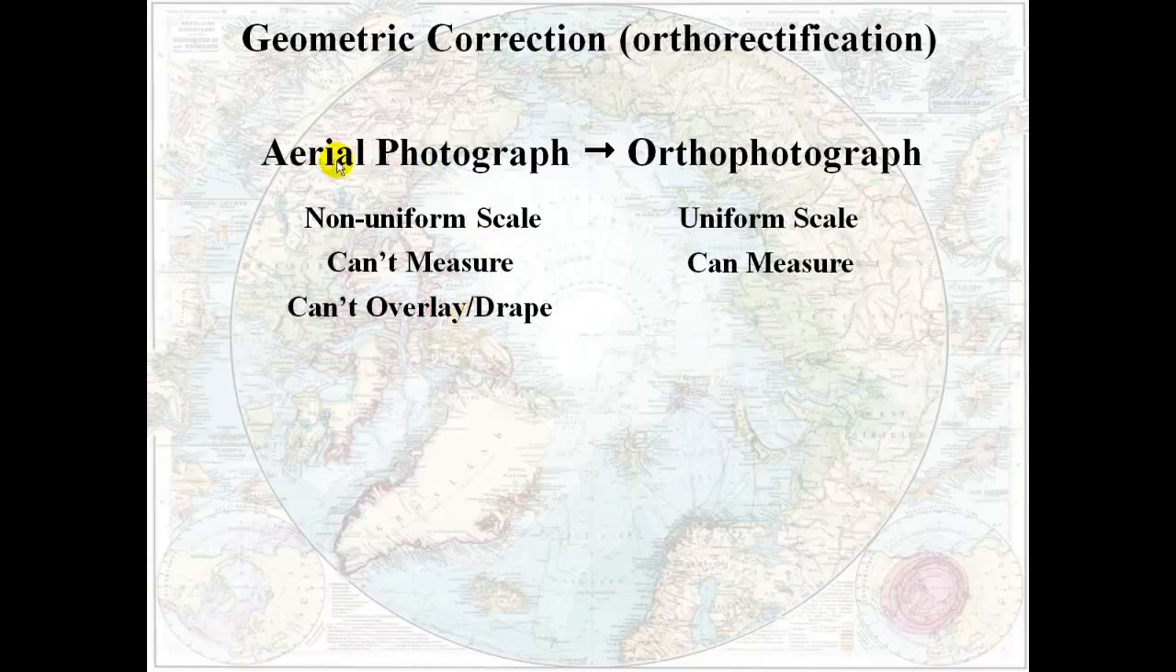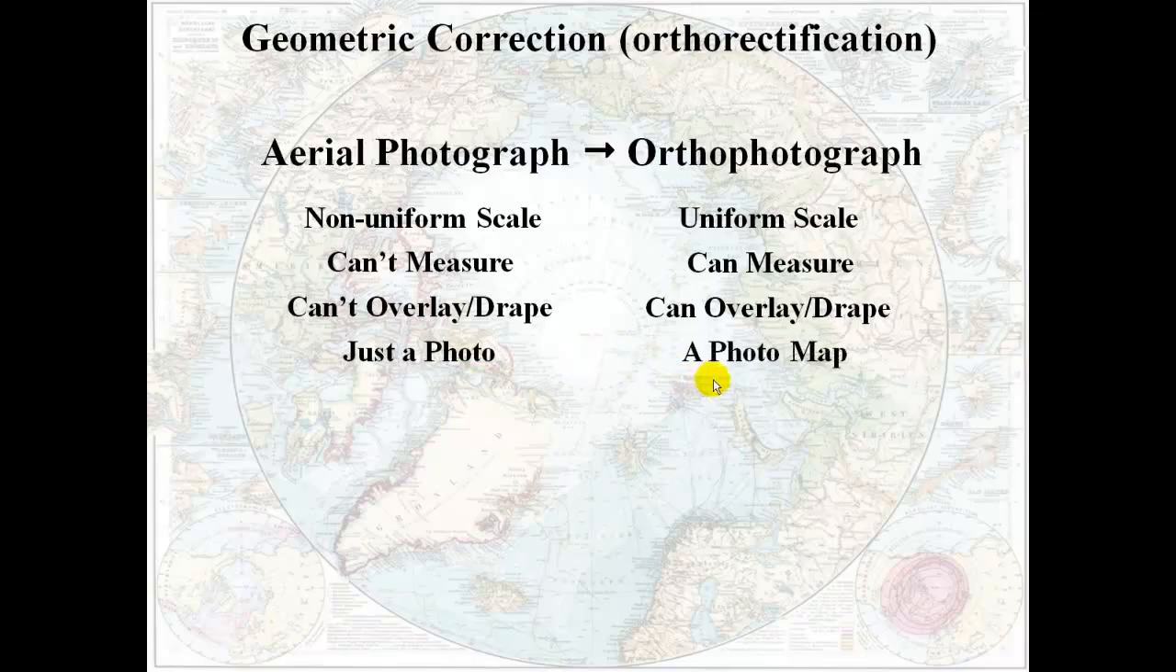You can't overlay or drape these things on vector stuff or on other images that are orthorectified because they're not going to overlay properly, but you can overlay an ortho photograph. An aerial photograph is just a photograph. An ortho photograph is a photo map. So in GIS, if you want to use aerial imagery or satellite imagery, you want to make sure that that has been orthorectified into an ortho photograph, and you'll be able to do the things you need to do in a map, like measure and overlay and drape.